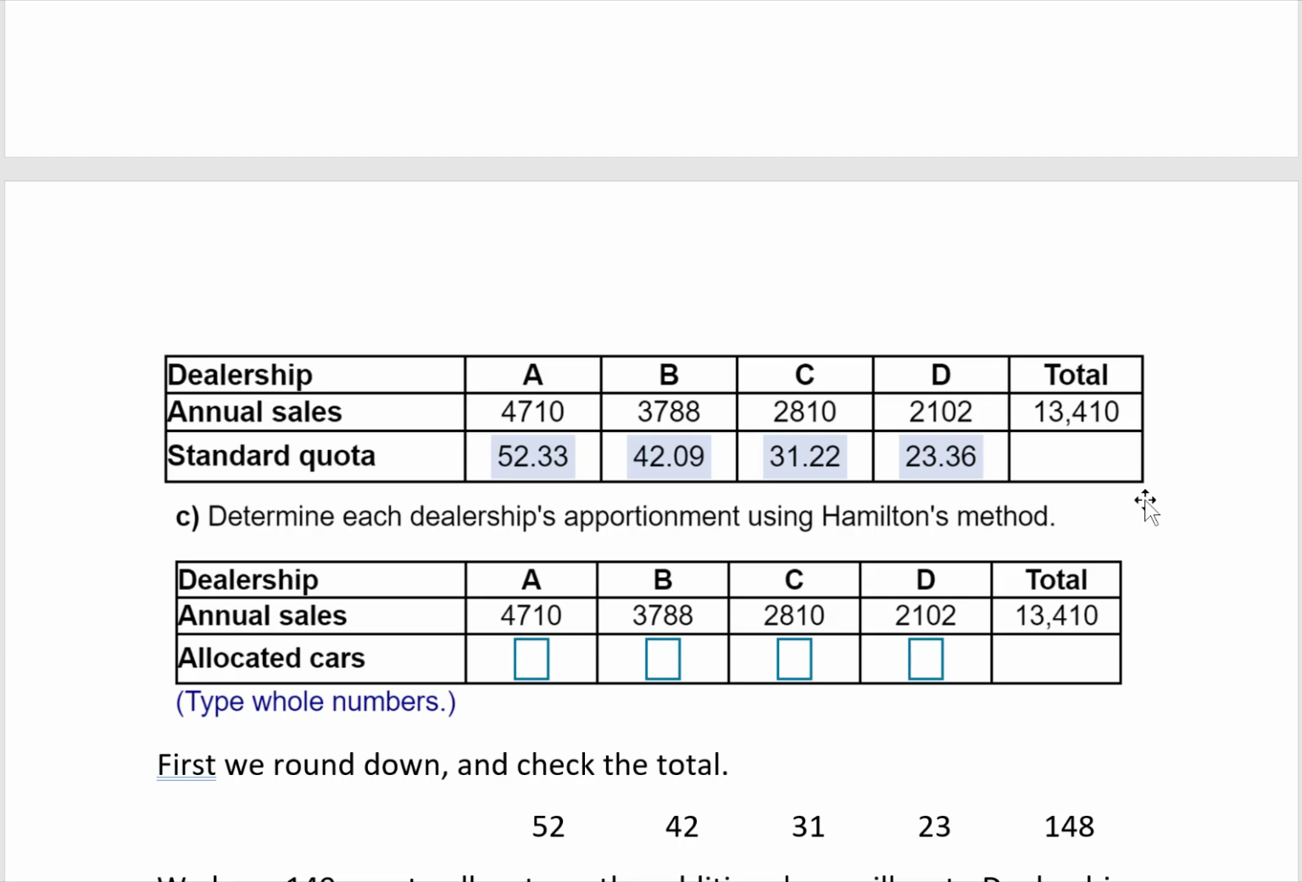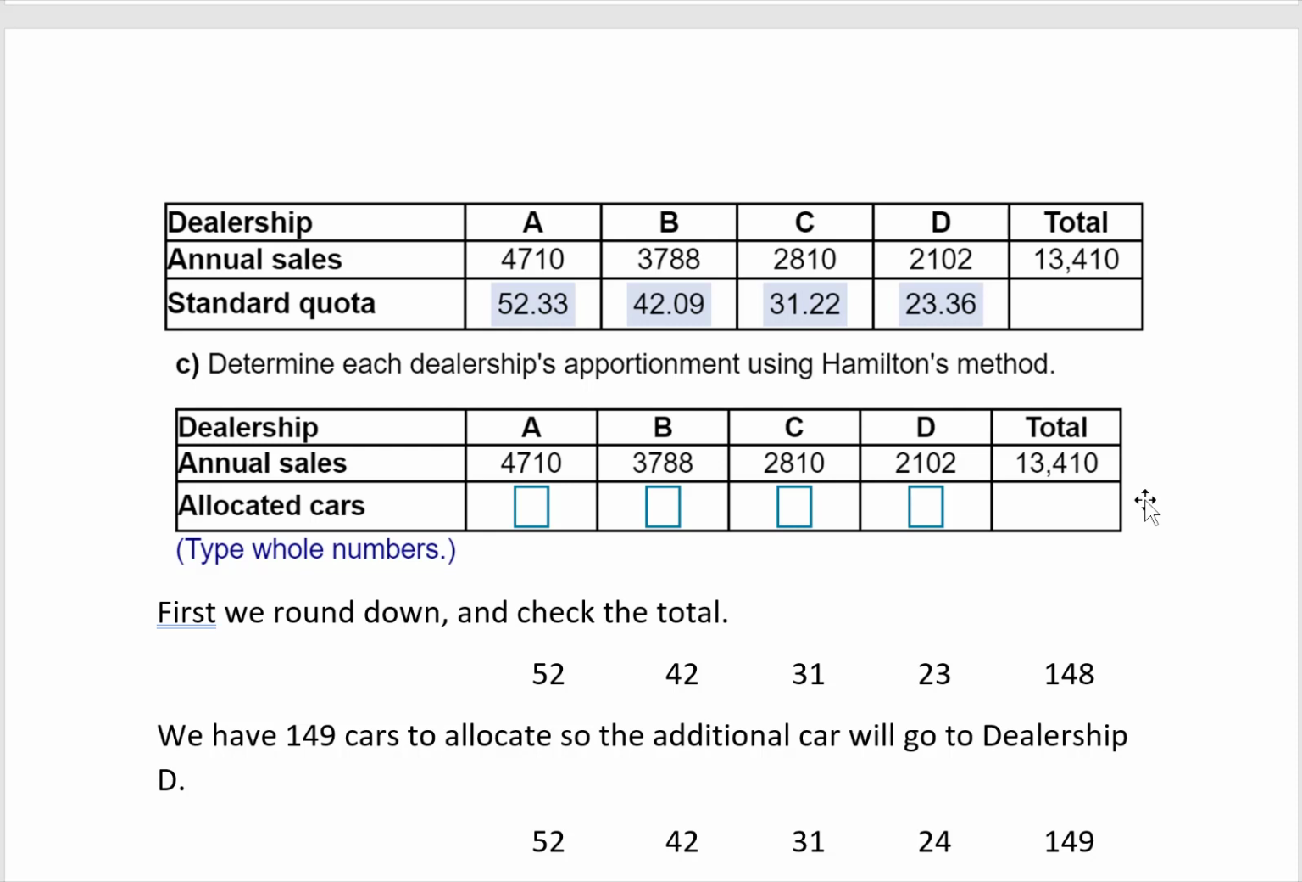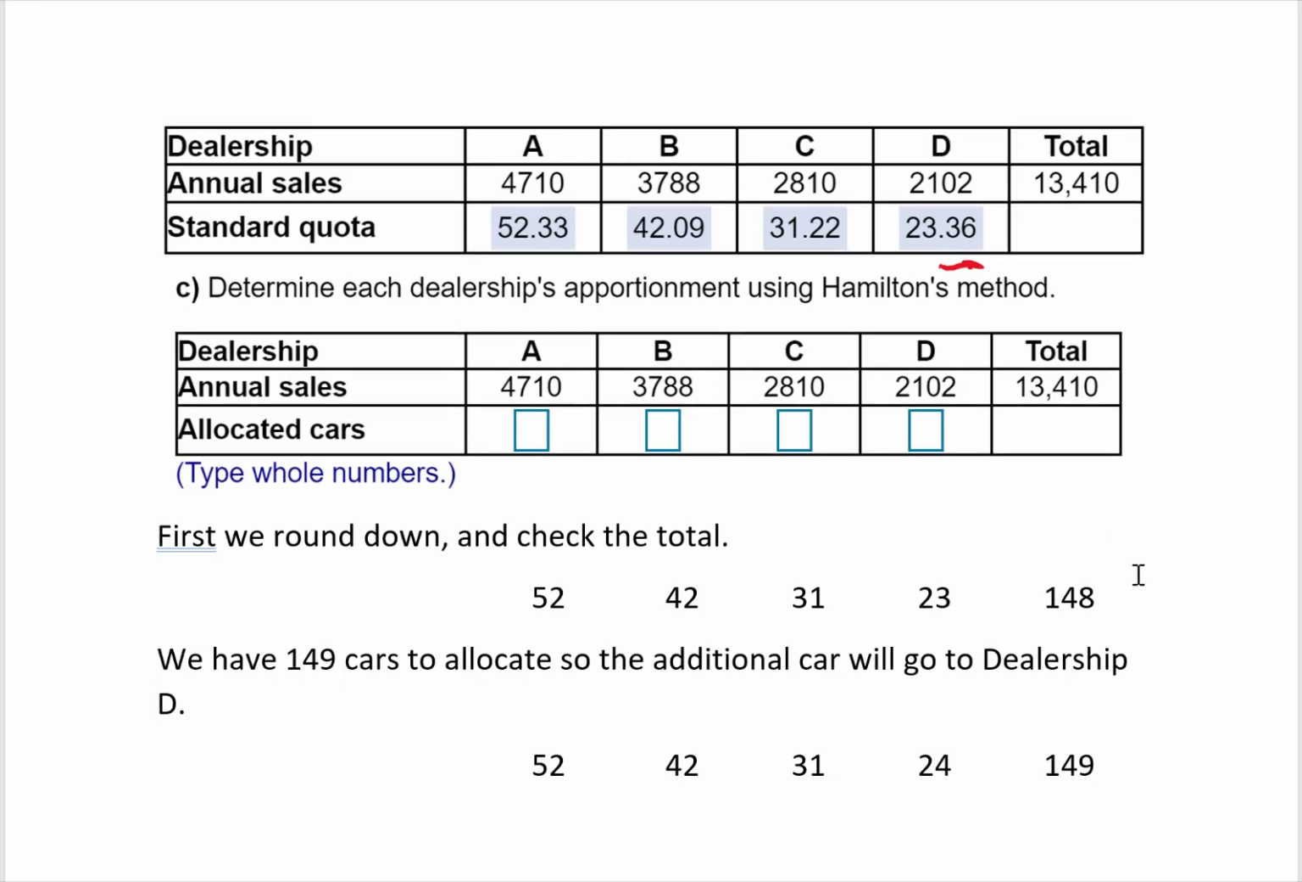So the extra car is going to be allocated to the dealership whose decimal was the largest. And if we look across here, we see that dealership D has the largest decimal, 0.36. And that's larger than any other of the decimals on dealerships A, B, or C, so that's going to get the additional car. So here's the final allocation, 52, 42, 31, 24, and when I add those up, I get 149.